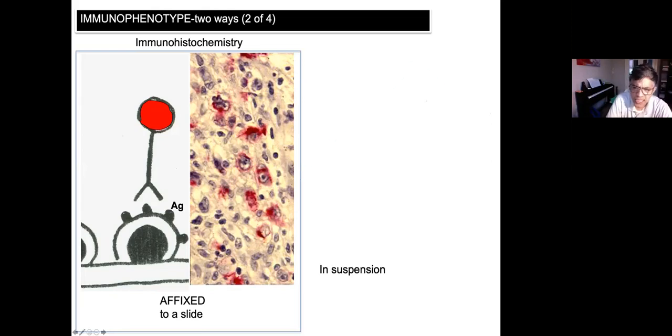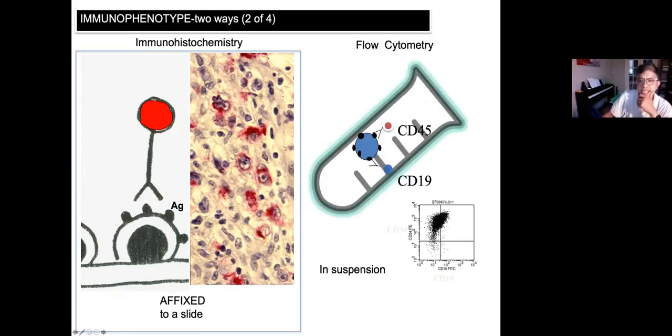Or you can do it in suspensions, where you have cells in suspension, and you get antibodies that are targeting cell surface antigens. And depending on what antigen is there in the cell, you will see expression of certain markers. Like in here, you see CD19 and 34. So this population of cells in this tube happens to be positive for these markers. So that's one way you do immunophenotype.